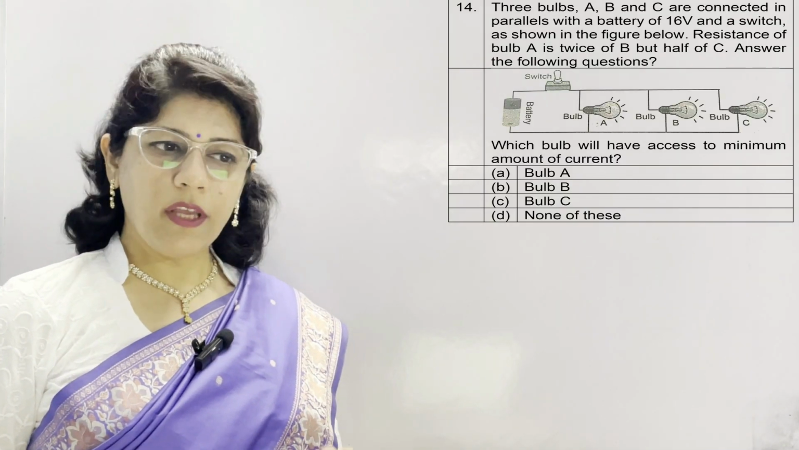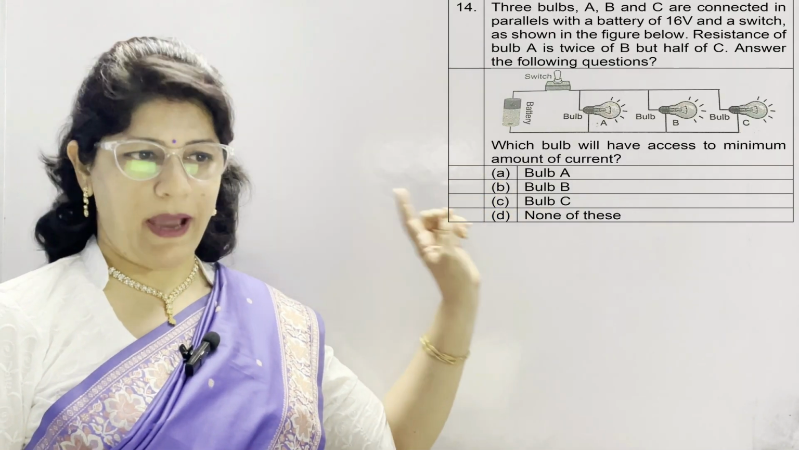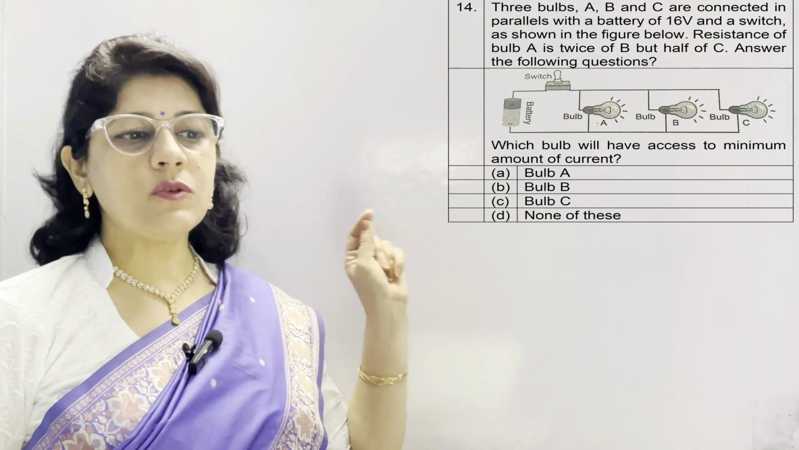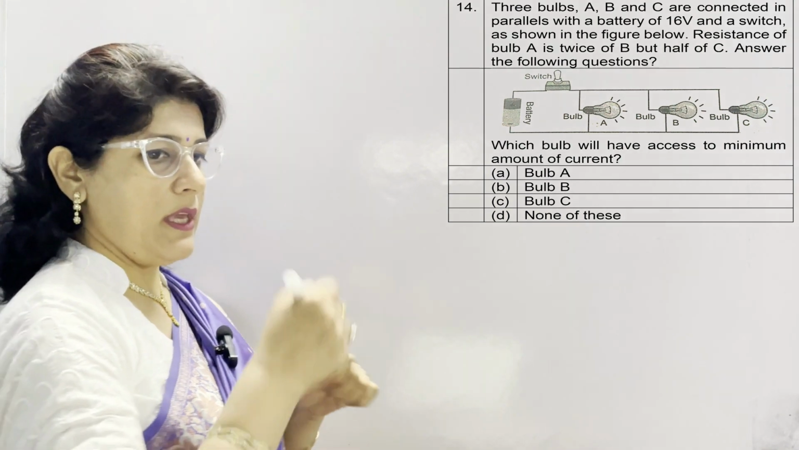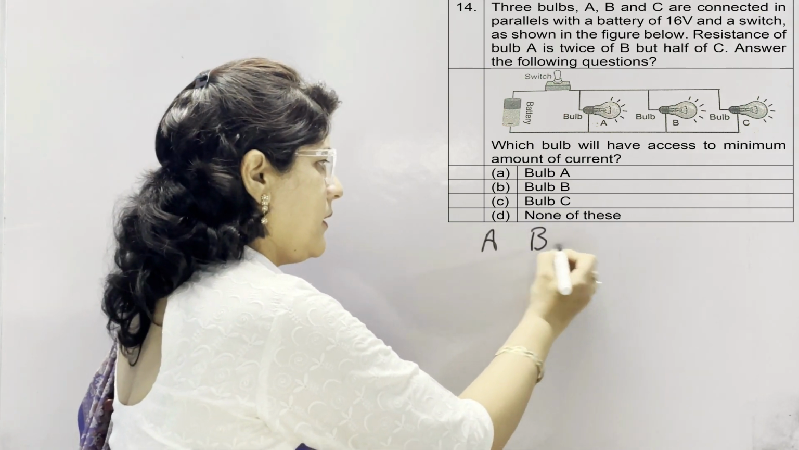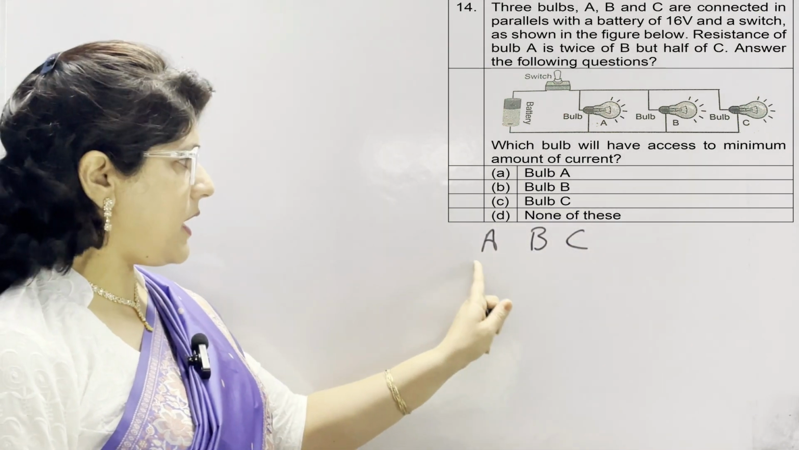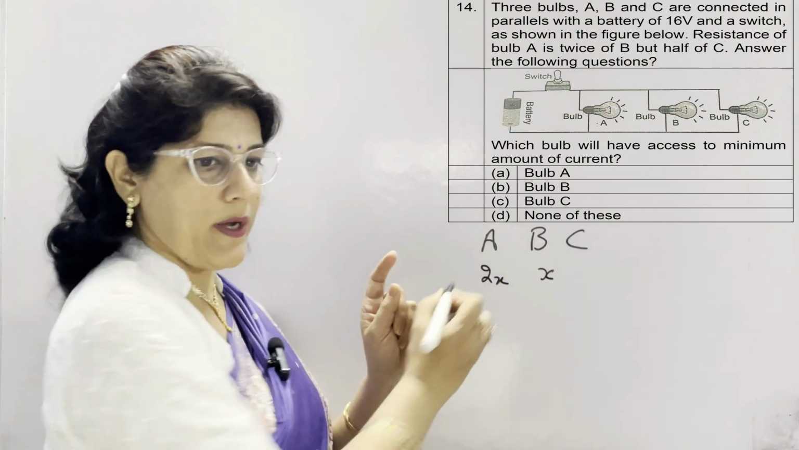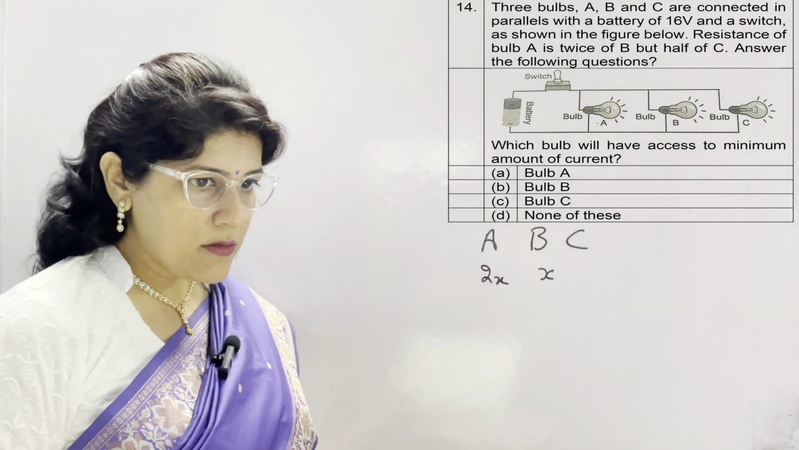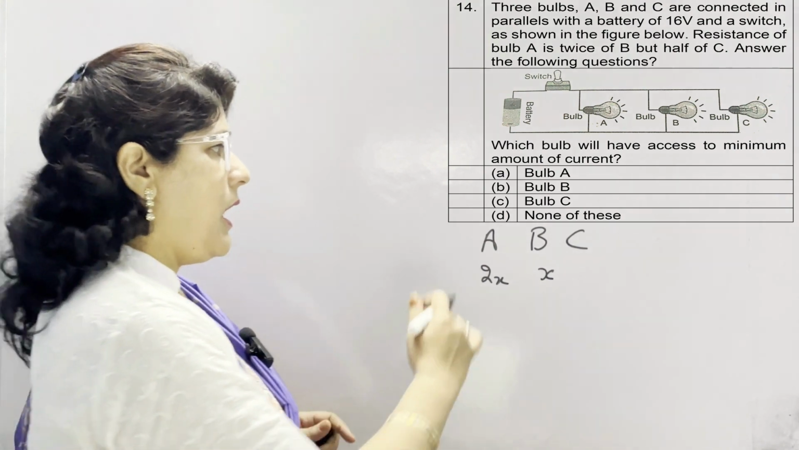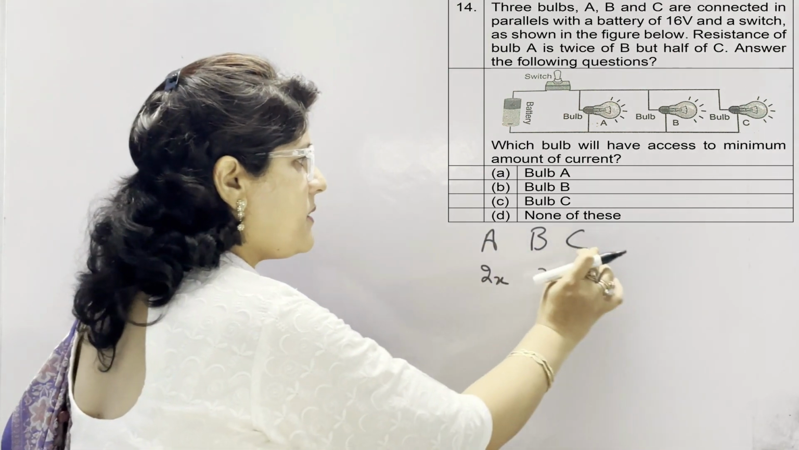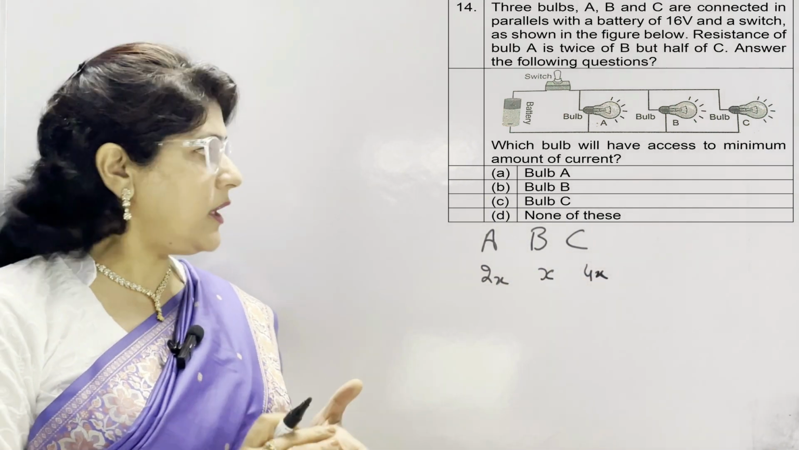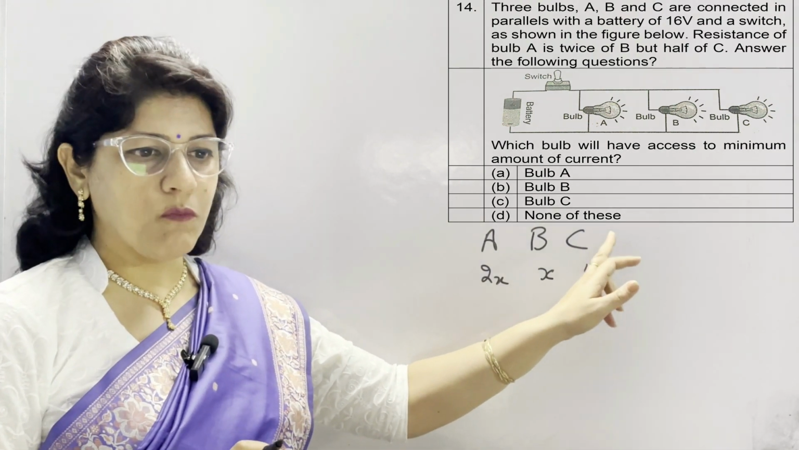In question number 14, three bulbs A, B and C are connected in parallel with a battery of 16 volt and a switch as shown in the figure. The resistance of bulb A is twice that of B. It means if the resistance of B is X, then the resistance of A is 2X. And further it is given that A is twice B but half of C. Half of C means A is half of C, so the resistance of C is 4X. Only then half of it will be 2X, the resistance of A. So the overall resistance of bulb C is more than these two.